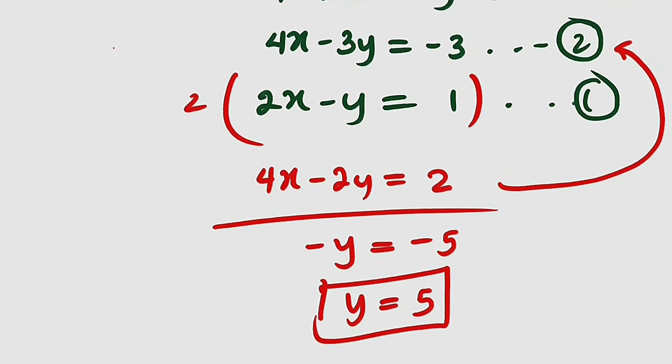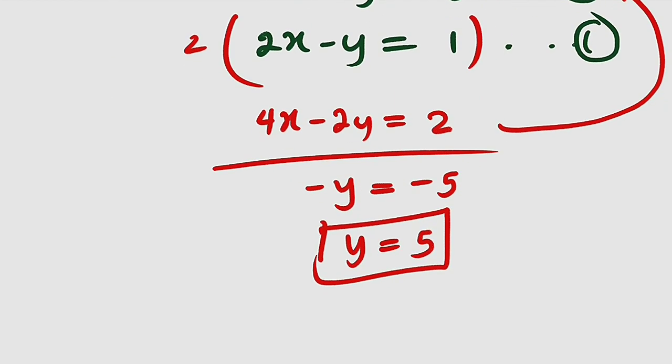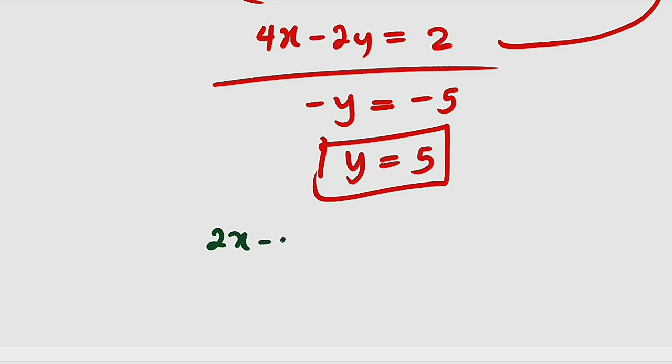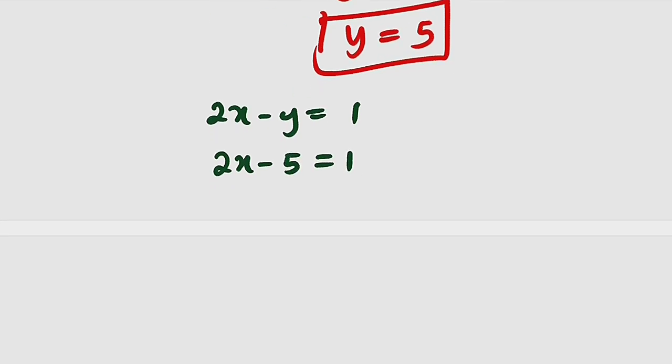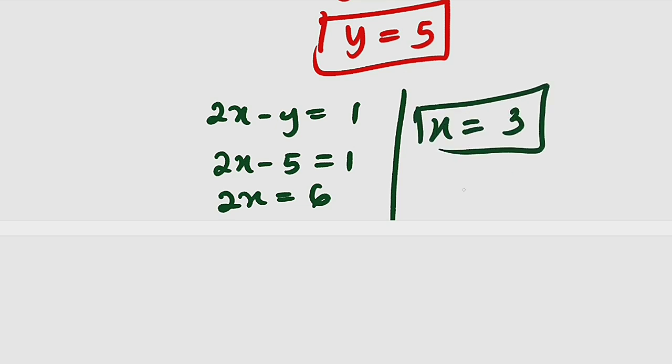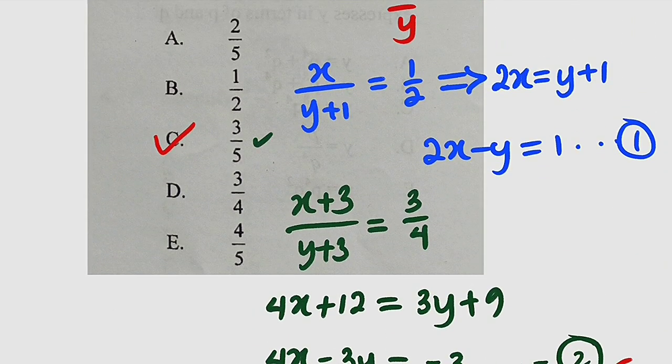So if y is equal to 5, what will be the value of x? I think we can use this equation. 2x minus y equal to 1. But y equal to 5, so we have 2x minus 5 equal to 1. Take 5 to the other side, we have 2x equal to 1 plus 5 is 6. Divide both sides by 2, and x will be equal to 3. So remember, our fraction is x divided by y, which means what? 3 divided by 5. And 3 divided by 5 is option C.